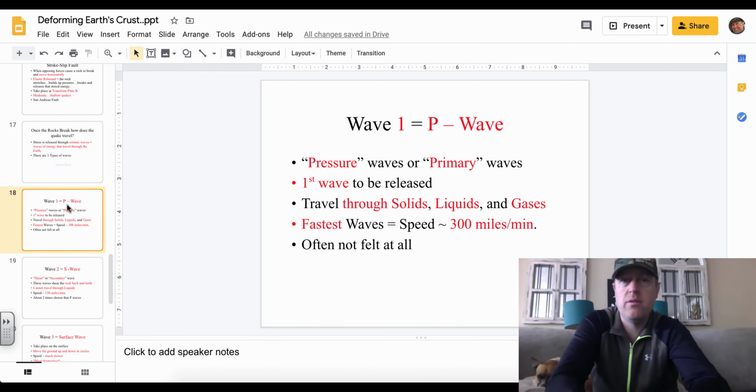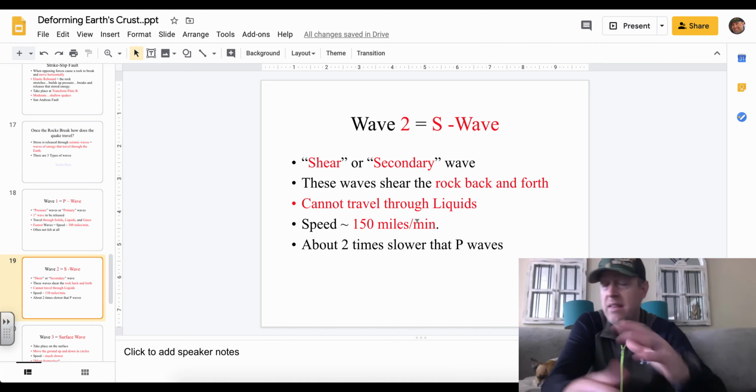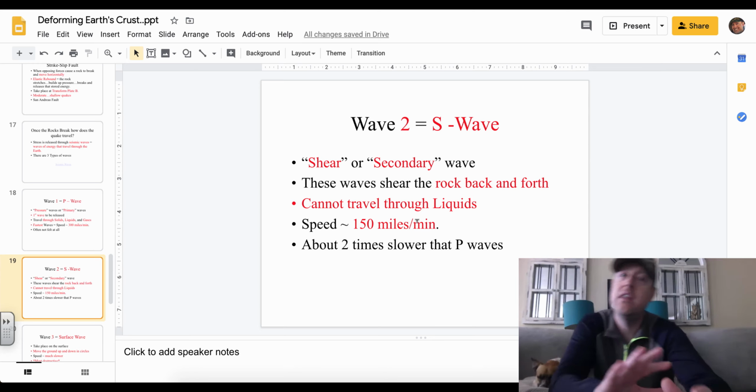So to review from that short video, we have P waves, and these are pressure waves or the primary waves. These are the first things. They travel super, super fast. Oftentimes, people may not even feel that P wave. S waves are secondary or shearing waves, where the rock moves back and forth, and it cannot travel through liquids, but it's half as fast, so it's a lot slower, and this is what people really feel, the rocking of the ground.